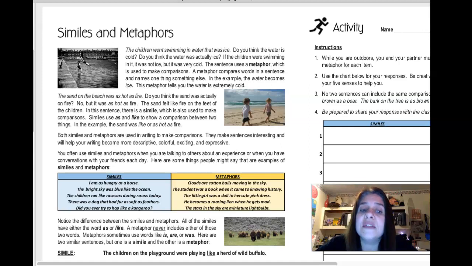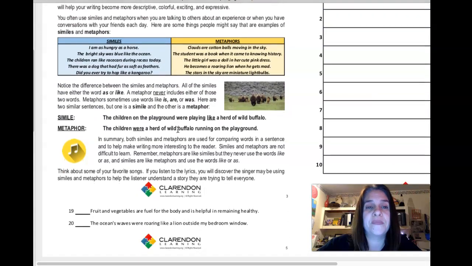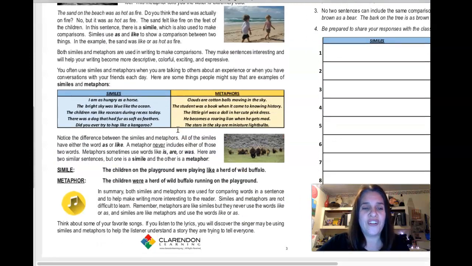You often use similes and metaphors when you're talking to others about an experience or when you have conversations with your friends each day. Here are some things people might say that are examples of similes and metaphors. I'll move this up just a little. Similes. Oh boy, went too far.